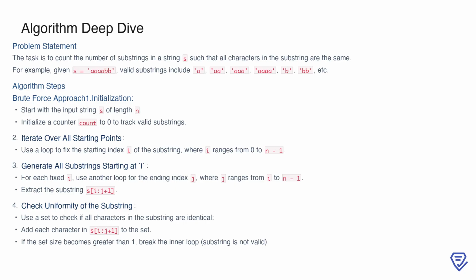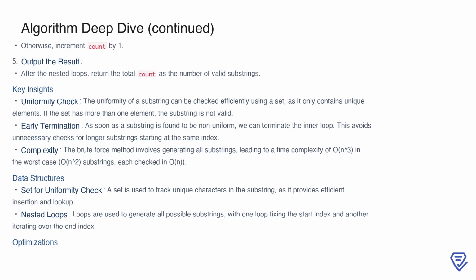If the size of the set exceeds 1, we know the substring is not valid, and we stop checking further extensions from the same starting point. This helps us avoid unnecessary computations for longer substrings that wouldn't be valid anyway. When the substring is uniform, meaning the set contains only one unique character, we increment the count by 1. After examining all possible starting and ending indices, we return the total value of count, which represents the number of valid substrings.